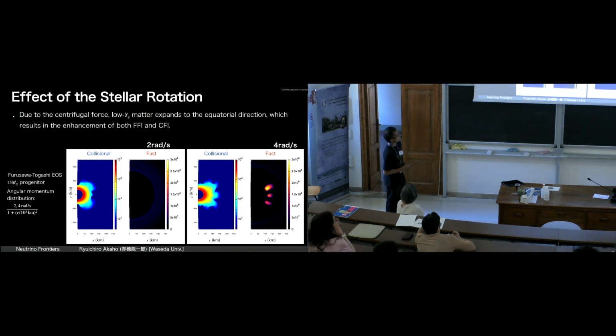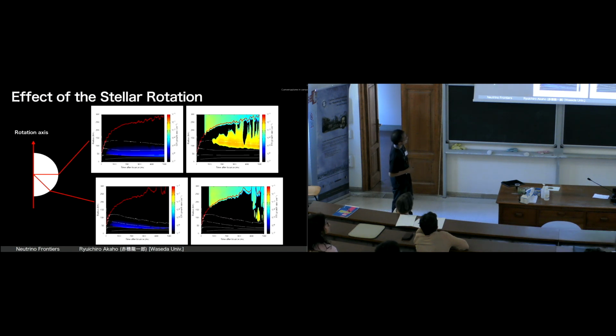And I will also move on to the effects of the stellar rotation. This is the fast rotating core-collapse supernova model, and this is the model with 2 radians per second. This is the model with 4 radians per second. So basically, the low electron fraction matter is extended to the equatorial direction, which makes both collisional flavor instability and fast flavor instability occur near the equatorial plane.